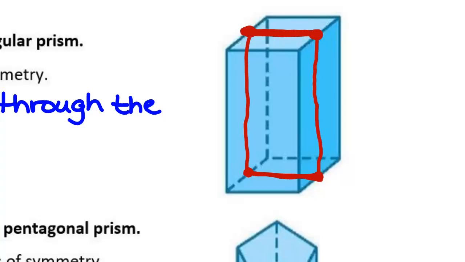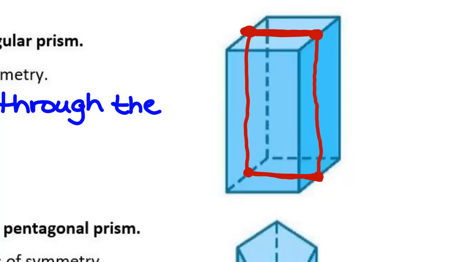If I were to cut it like this, I would create a front and a back that would be mirror images of each other. Does that make sense? Planes of symmetry always have to cut it into two congruent mirror images. If it doesn't make mirror images, then it's not a plane of symmetry. Okay, so I could cut it like this. Could I cut it any other way and still be perpendicular to the base and cut it exactly in half?